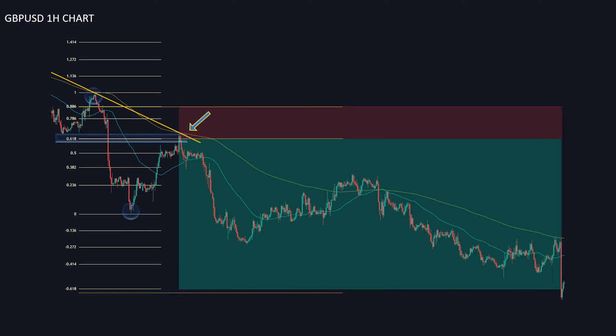at 0.618. Unfortunately, we can't give an example of the second method of trading in this case because we can see that the price does not form an engulfing candle.